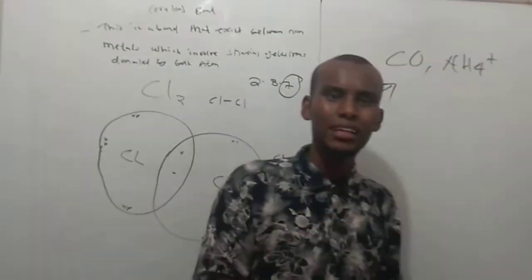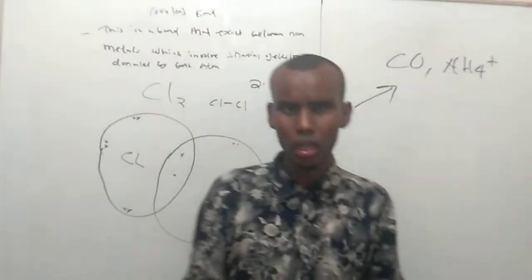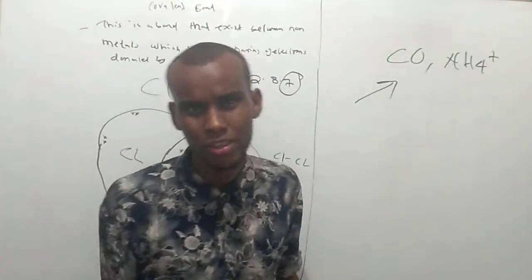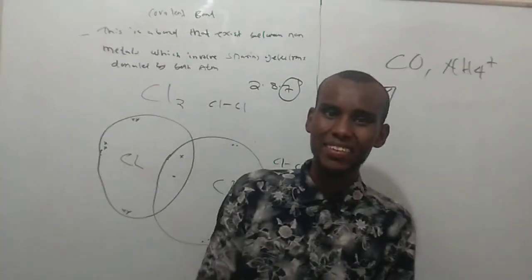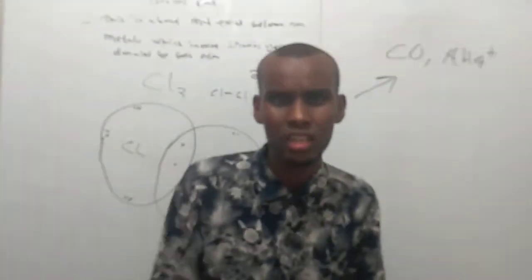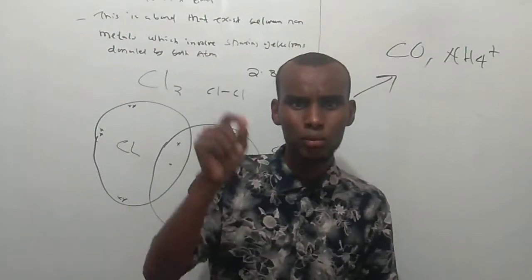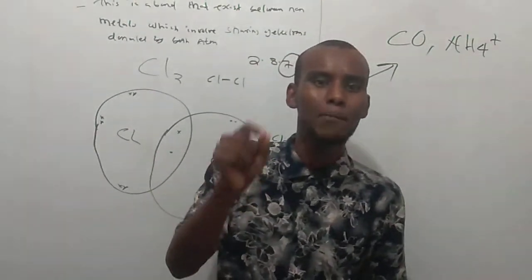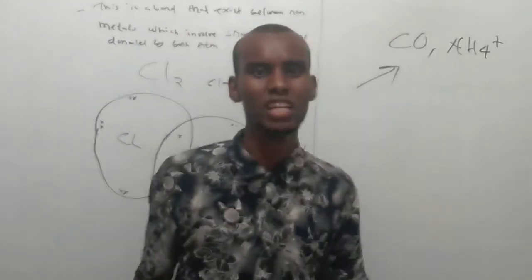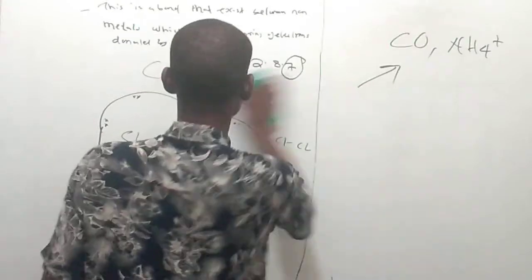If I go to the metallic bond, it is a bond that exists between metals. They only exist between metals. A characteristic of metallic bonds is that they conduct electricity in both solid and molten states, because metals are good conductors of electricity. All metals have delocalized electrons.